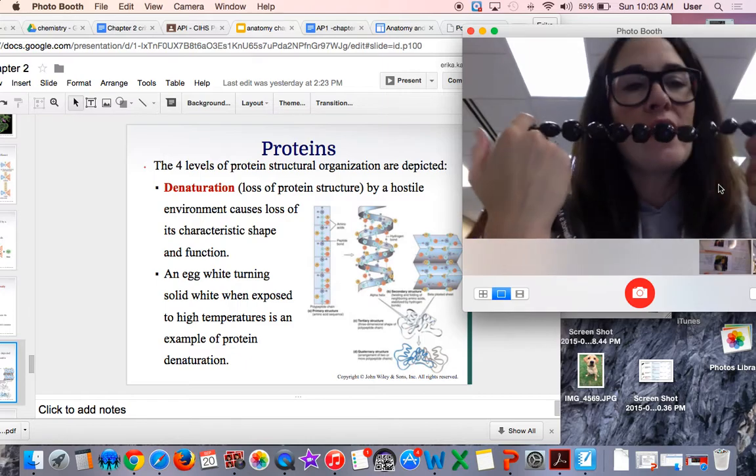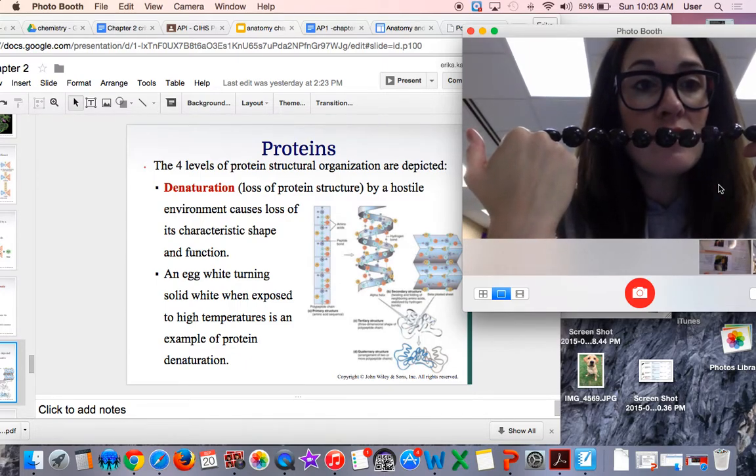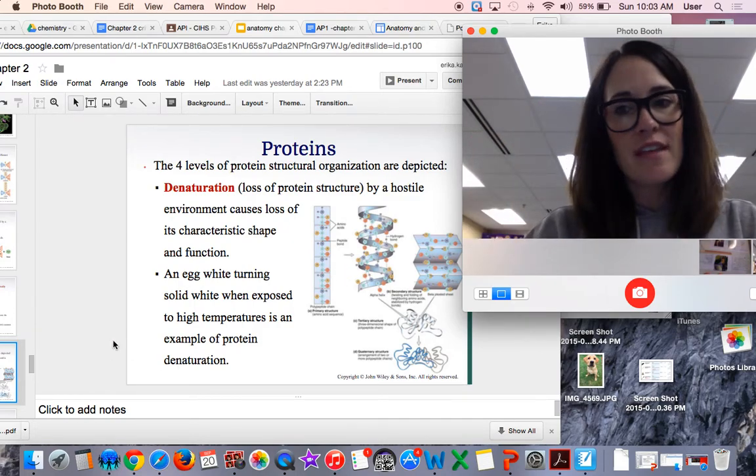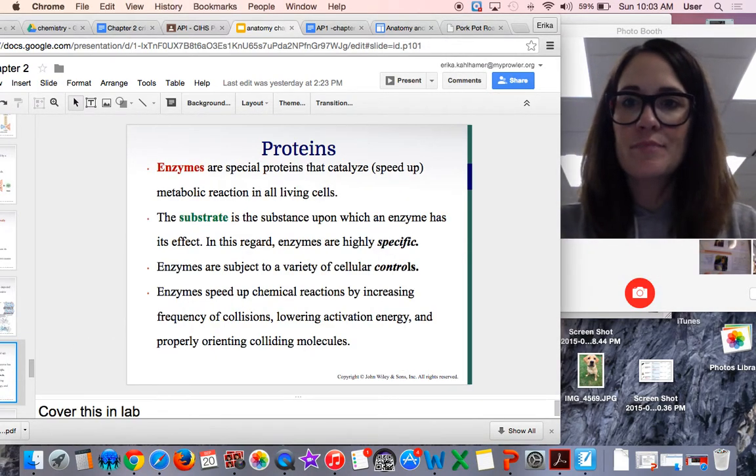What does an egg white do when it is cooked? It turns color, turns to white. And you can't reverse that, can you? You can't make it back to clear.